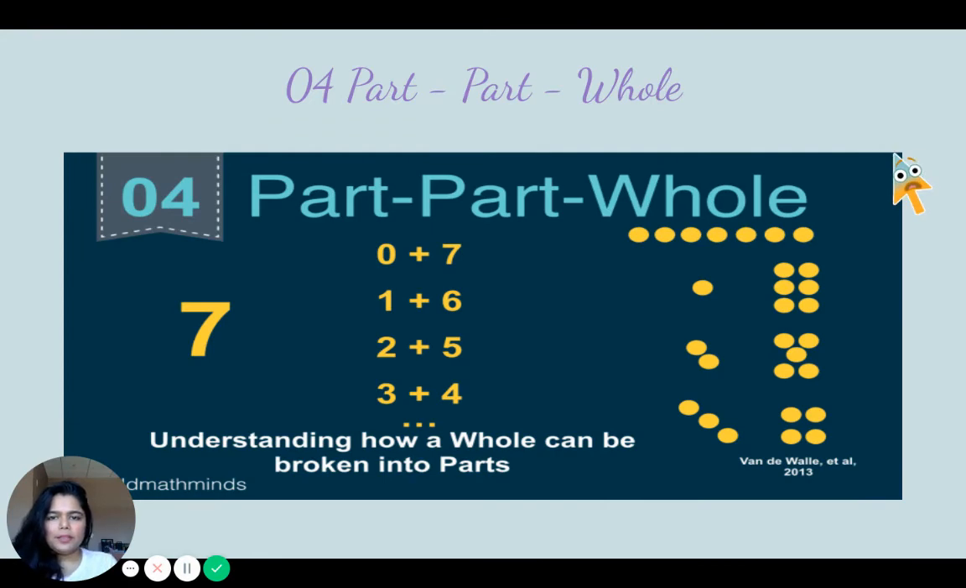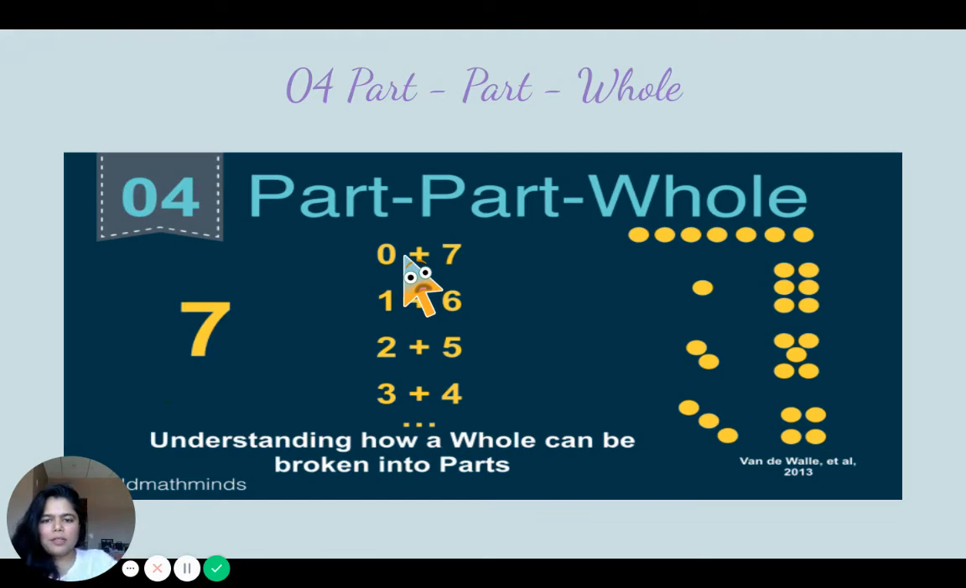Part whole. This is a very interesting concept in number sense, and it basically helps a child understand how many parts a number can be broken into, or how many numbers can add up together to create a whole number. So for example, 0 plus 7 makes 7, 6 plus 1 makes 7, 2 plus 5 makes 7, 3 plus 4 makes 7. So these different number stories or math stories tell you that these numbers, when they join together, they all create the number 7. So basically, these are the two parts that join together to create a whole.